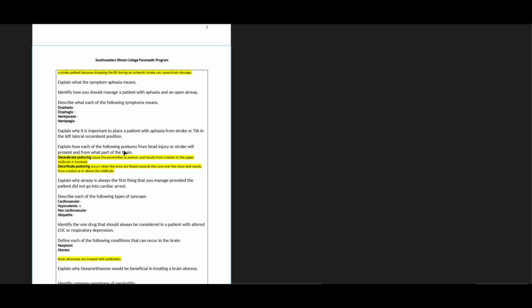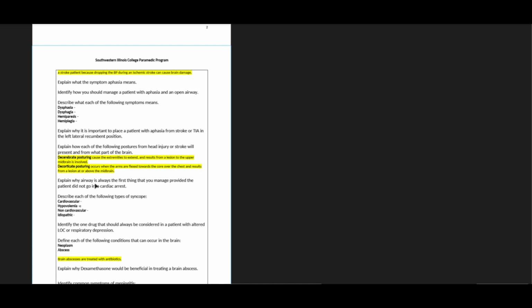Explain how each of the following postures from head injury or stroke will present and from what part of the brain. Okay, so they answered this question for us. Decerebrate posturing causes the extremities to extend and results from a lesion to the upper midbrain. Decorticate posturing occurs when the arms are flexed towards the core over the chest and results from a lesion at or above the midbrain. I believe the decorticate is a more sinister finding.